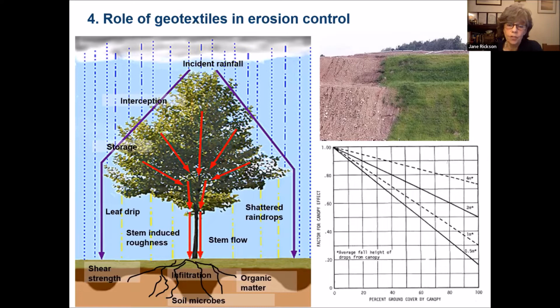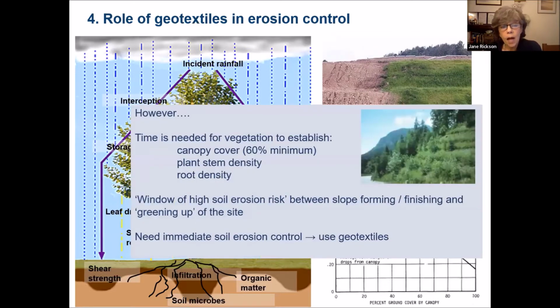We won't get vegetation established on a newly constructed site overnight. We need time. We need time to get vegetation to be effective, maybe 60% canopy cover. We need the stem density to intercept any overland flow and impart roughness to that flow. We need the dense root network to encourage infiltration. So it's this window of high soil erosion risk, which is where we need these geotextile products to control erosion immediately.